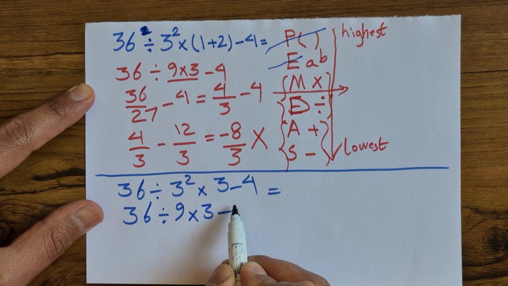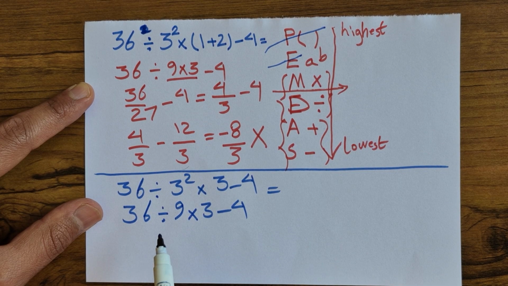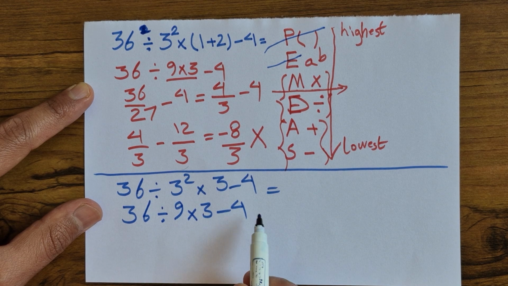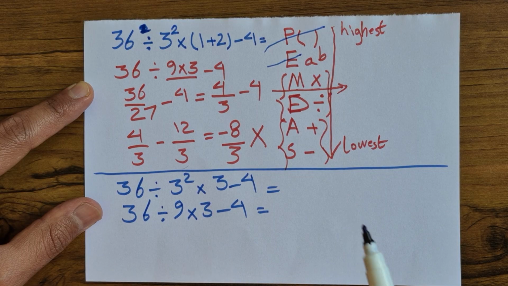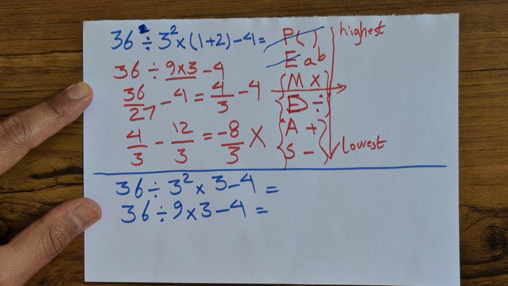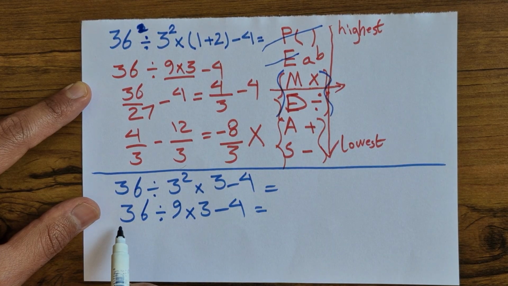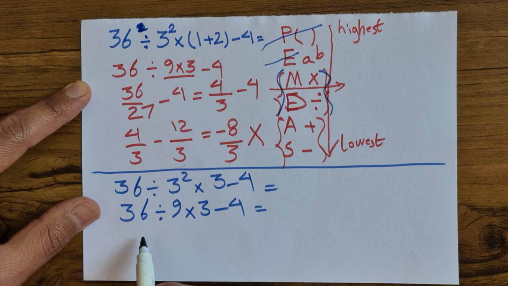Times 3 minus 4. Now this is the step that a lot of students make this mistake because they think at first they should do the multiplication. No, it's not possible because you should go according to the PEMDAS. PEMDAS doesn't say that multiplication has a higher priority. PEMDAS says that they have equal priority. So from left to right. So whatever you see, first come, first served. 36 divided by 9 at first.